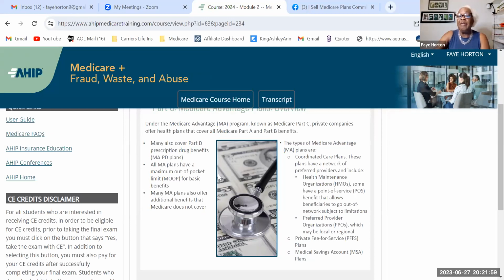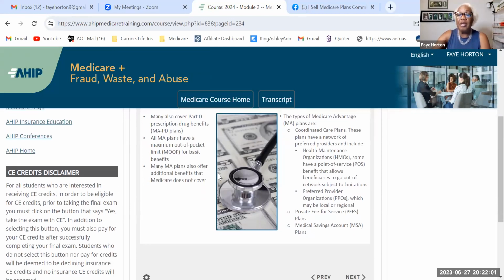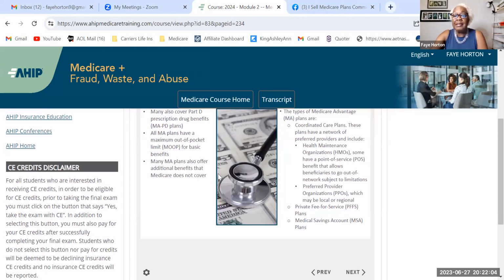The types of Medicare Advantage plans are coordinated care plans. These plans have a network of preferred providers and include health maintenance organizations, which are your HMOs. Some have a point of service, POS, so you will see some plans where the plan name includes HMO-POS. And that POS piece would allow the beneficiaries to go out of network for certain benefits within the plan.